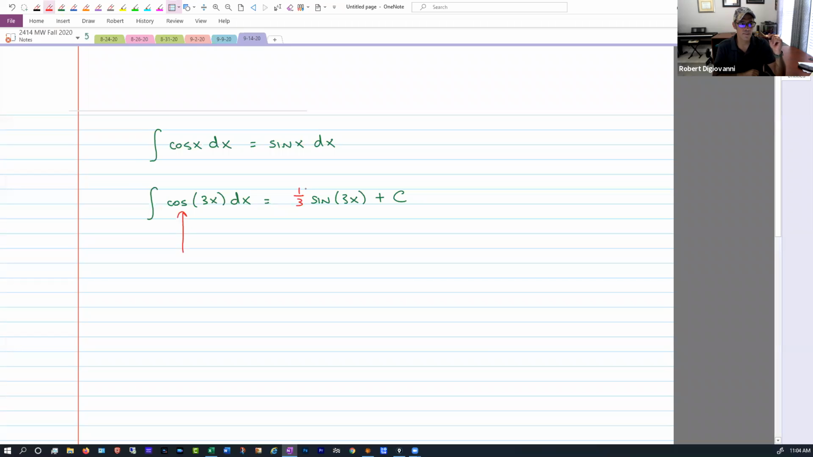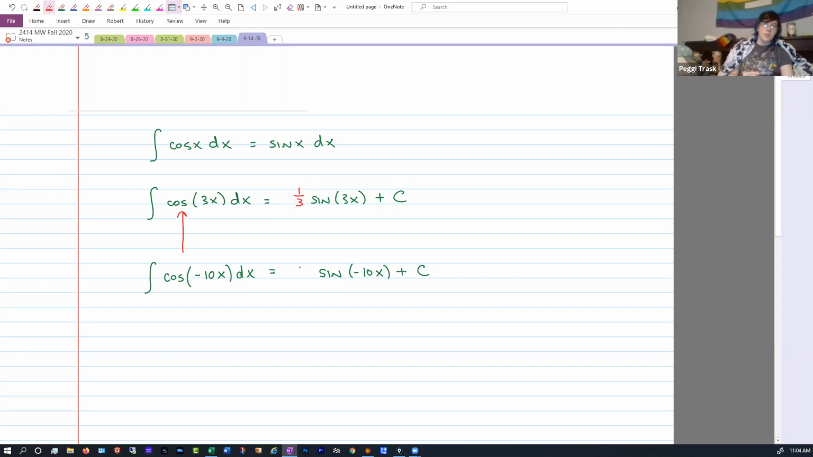Do y'all see that? Okay. I see some nodding of the head. So you're just going to need to let me know if it's not making sense. If I put negative 10x here, dx, inside the cosine, then again, I know I'm going to need sine of negative 10x plus c, but that negative 10 is going to pop out. So what am I going to need to put out front in order to counteract that negative 10 that pops out? Negative 1/10? Yeah, negative 1/10. So it's basically the reciprocal of what's in front there.